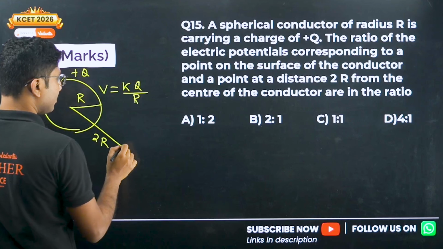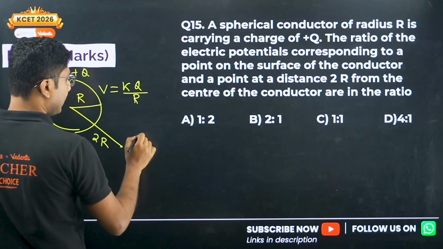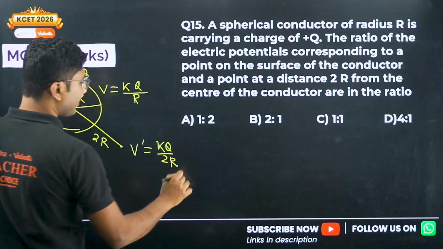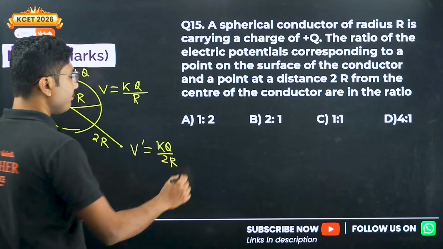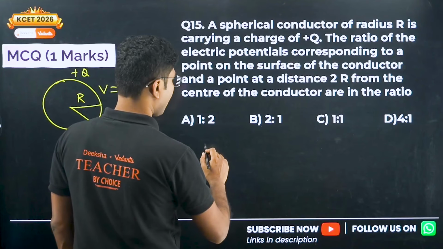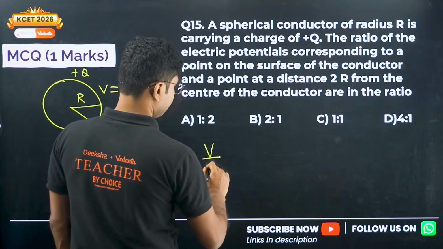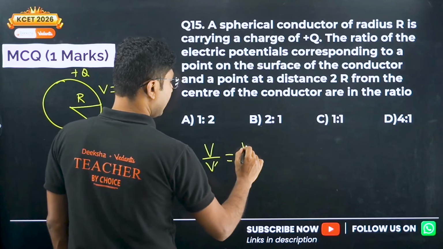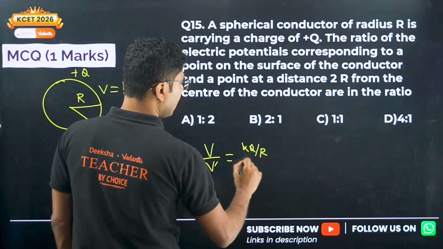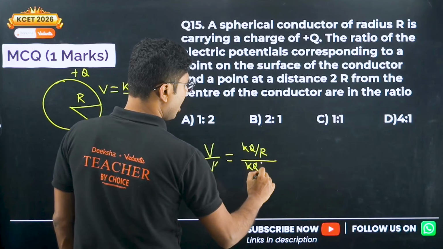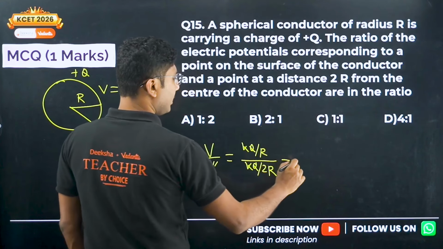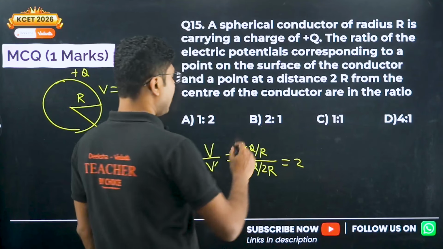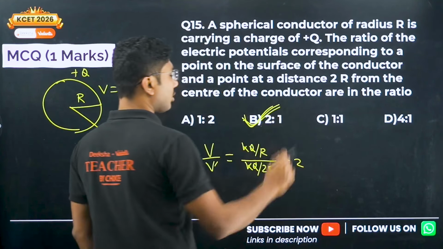What about at a distance 2r? It is given by V dash equals kq by 2r. As simple as that, only 1 upon r. So V by V dash equals kq upon r divided by kq upon 2r. So it will be 2, and the ratio will be 2:1. Ratio will be 2:1, not 1:2.